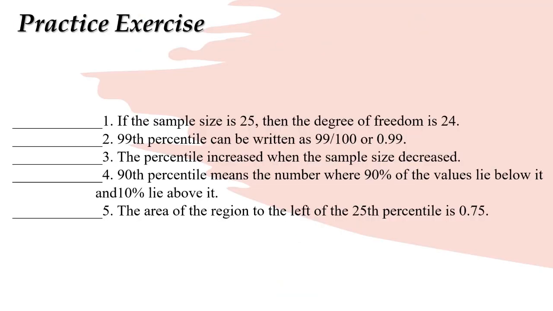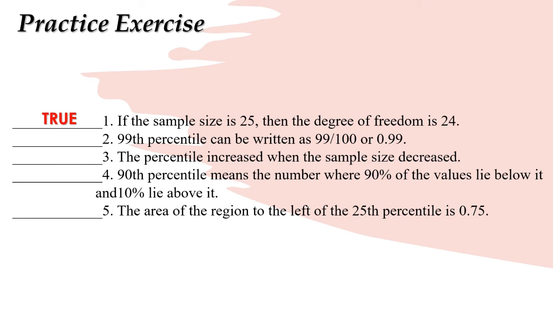Let's have a practice exercise. Number 1. If the sample size is 25, then the degree of freedom is 24. Is it true or false? Very good, it is true, because we have the formula degree of freedom equals sample size minus 1. That is 25 minus 1, that is equal to 24. That makes our answer true.